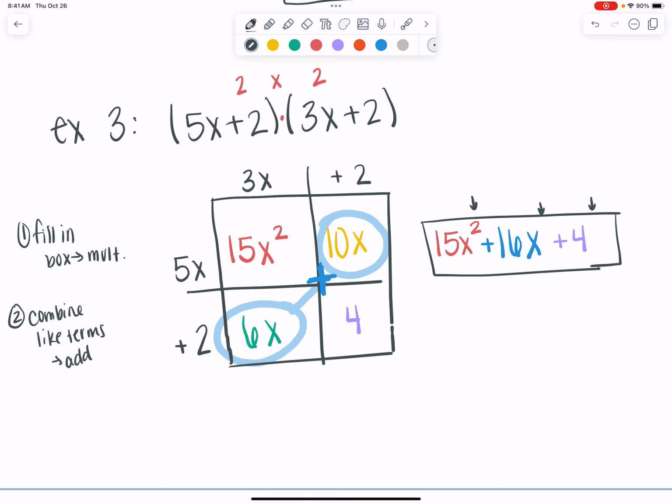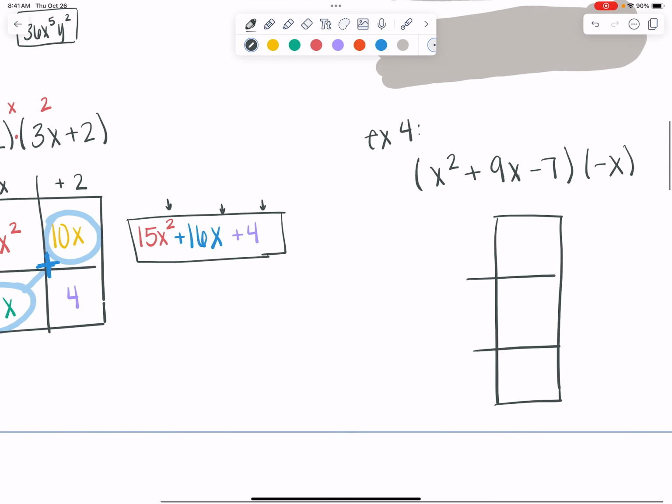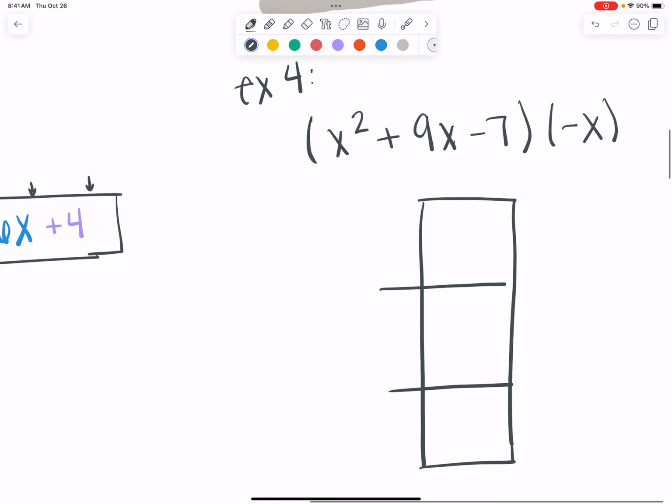So I fill in the box by multiplying. Once the box is filled in, then I add up the like terms, if there are any, and then that's my final answer. All right, let's look at this one. x squared plus 9x minus 7 times negative x. Well, I have 1, 2, 3 terms by 1 term. And so I set up a 3 by 1 box.